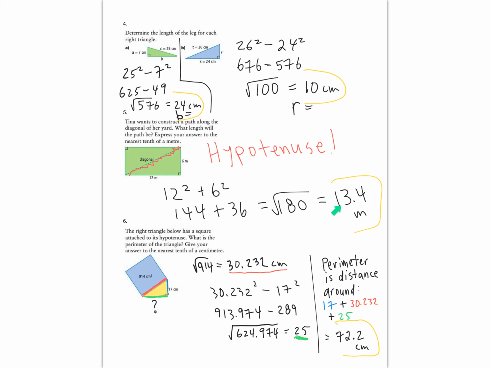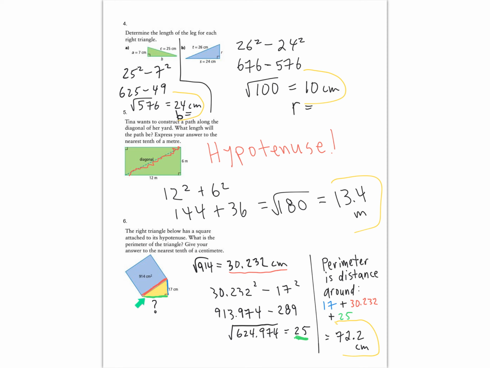So usually what we've dealt with so far, the numbers are nice. Oh yeah, these are nice numbers. But they don't always have to be. So 13.4, even though it's not a very nice looking number, it is correct. So the pathway would be 13.4 meters.